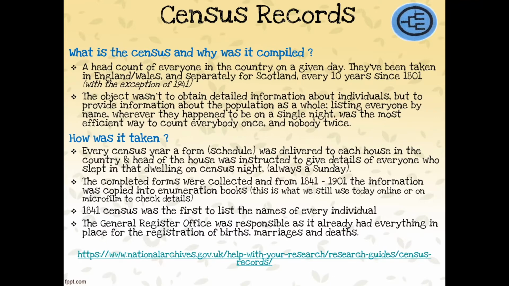The completed forms were collected, and from 1841 to 1901, the information was copied from what the people filled out. They were copied into the enumeration books, and that's what we still have today. So you can still see all these online or on the microfilms. In 1841, the census was the first to list the names of every individual. And from then on, they've collected more and more information over the years. I've put a link at the bottom there where you can find out more information about census records.